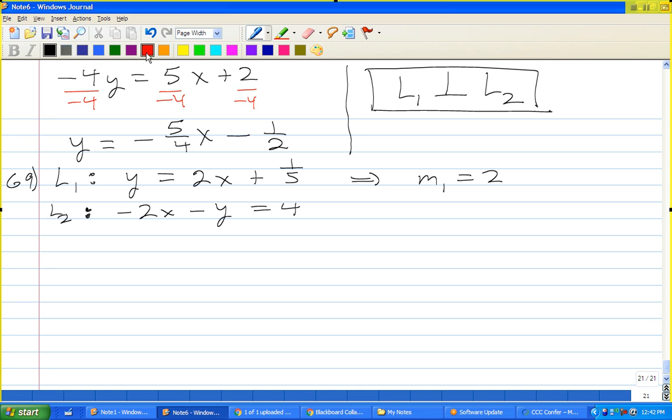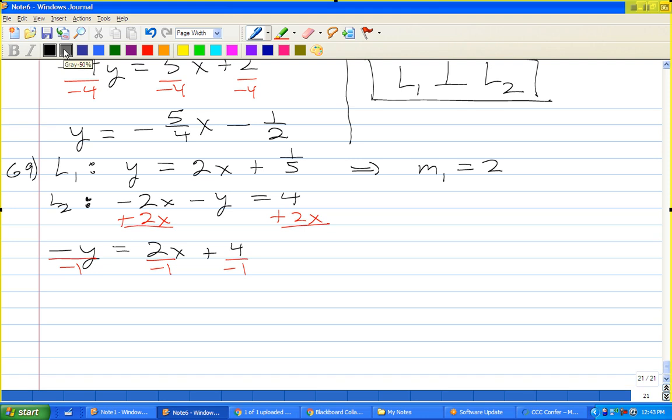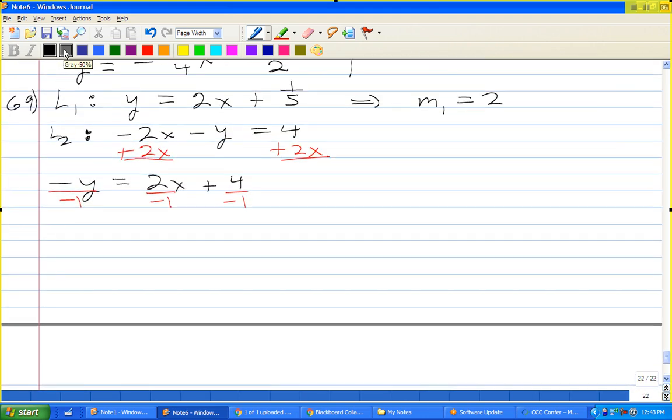Let me solve the second slope. Add 2x to both sides of my equation. And so negative y equals 2x plus 4. Divide both sides of my equation by negative 1. And so y equals negative 2x minus 4. So that says the slope of the second line is negative 2.